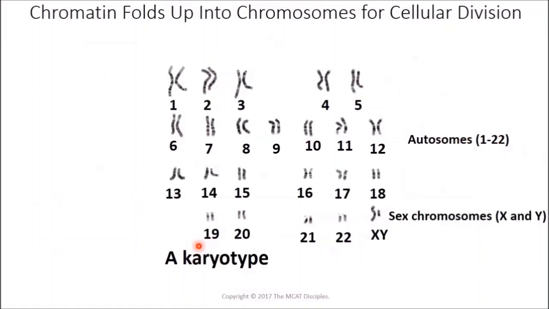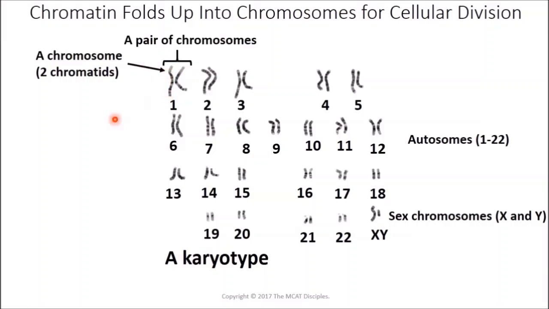Here is a karyotype. A karyotype is just a Giemsa stain of the chromosomes when they're about to go through mitosis. These are chromosomes that have already been replicated. So each chromosome is one of these little strings, but that actually makes up two chromatids. Each little pair is a pair of chromosomes, and actually makes up 4 chromatids. The autosomes are 1 through 22, and they're found in both males and females at the same rate. Then you have the sex chromosomes, X and Y: XY for male, XX for female in humans.